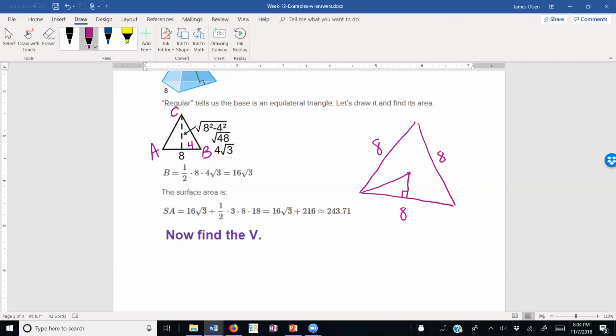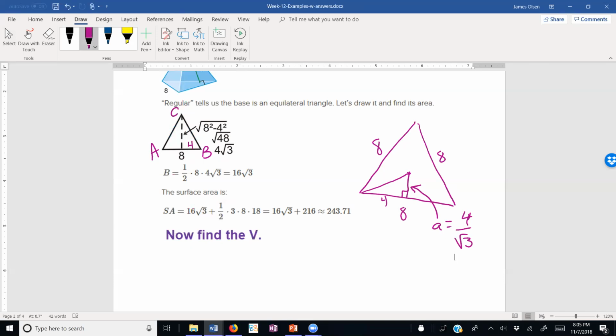This distance is 4, and this triangle is a 30, 60, 90 triangle. We need to be quite fluent with the 30, 60, 90 triangle. To get from the long leg to the short leg, I divide by root 3. So the apothem here is 4 divided by root 3. If you would like to simplify that, you can rationalize the denominator. I don't think I'm going to do that. This is our apothem.